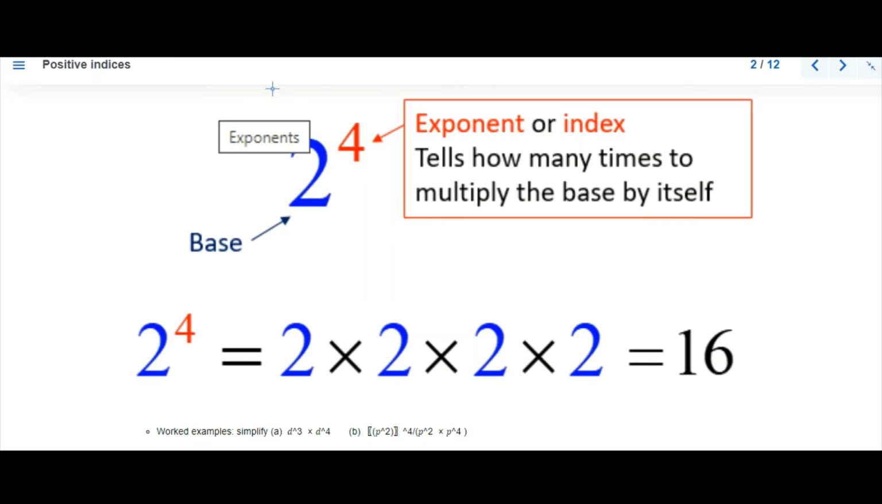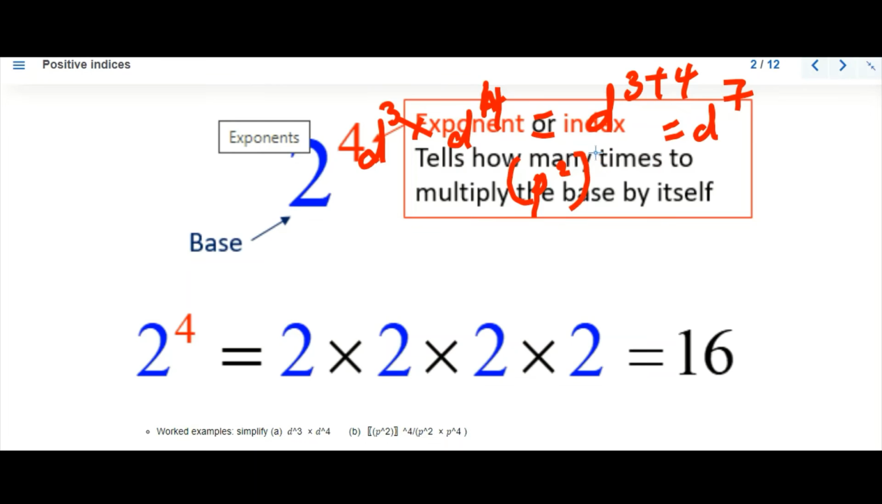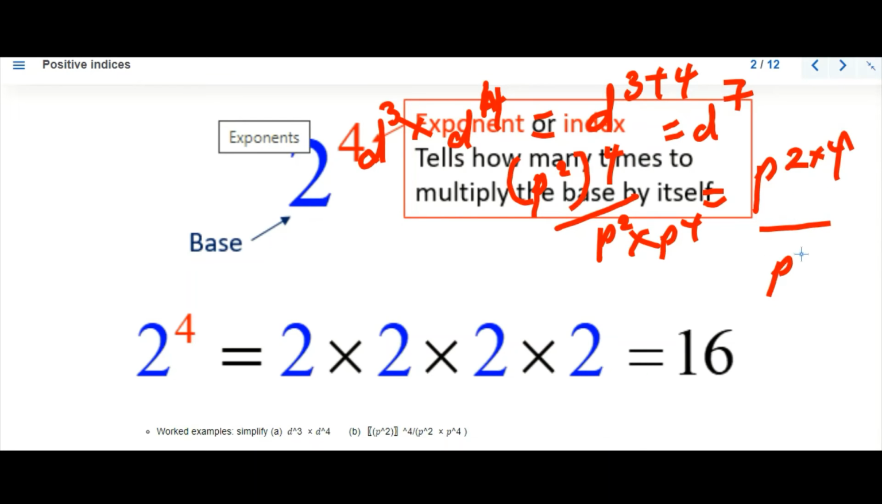So for the first one, d raised to power 3 multiplied by d raised to power 4 will give us what? d to the power 3 plus 4, since multiplication will change to addition and we have a common base. So 3 plus 4 will give 7. For the second one, p raised to power 2, everything in brackets raised to 4, divided by p raised to power 2 multiplied by p raised to power 4. That will give us p, then we multiply the powers 2 times 4, divided by p, 2 plus 4. So p 2 times 4 is 8, and p 2 plus 4 will give us 6.